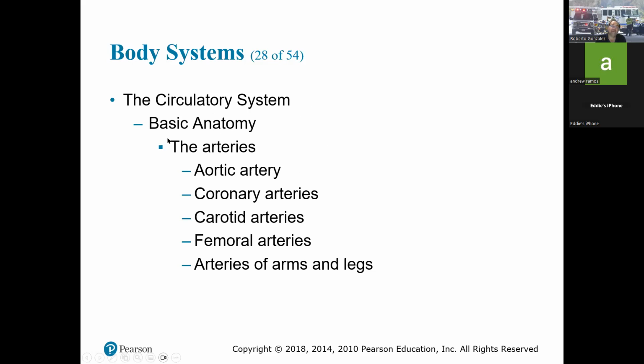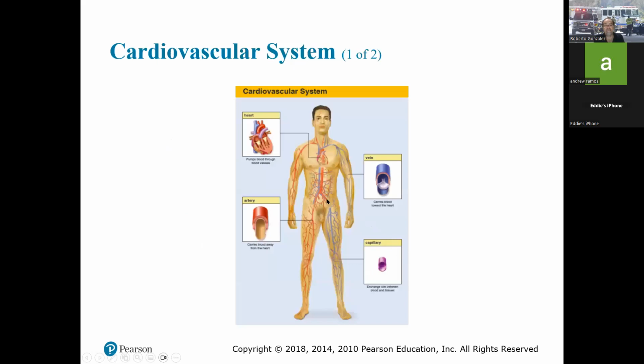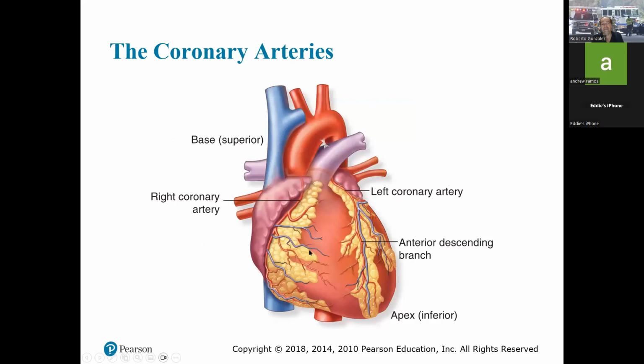The basic anatomy of the circulatory system: you have the arteries, aortic artery, coronary arteries, carotid arteries, femoral arteries, arteries of the arms and legs, depending where they're at. And right next to an artery is always going to be a vein. This here is your coronary circulation, which deals with the blood that's going to feed the heart itself. So this is your aorta. If you notice right here, let me see if I can. I'll draw it there.